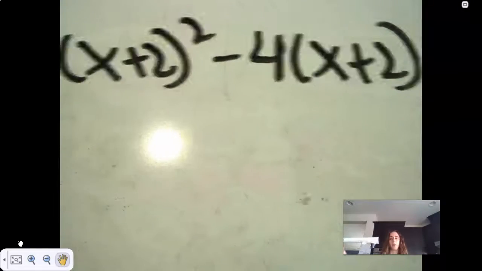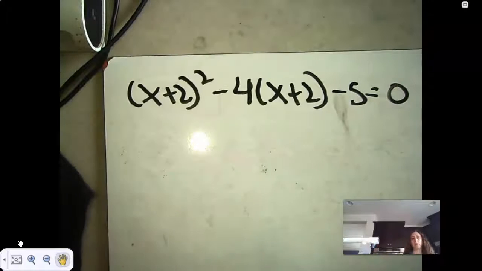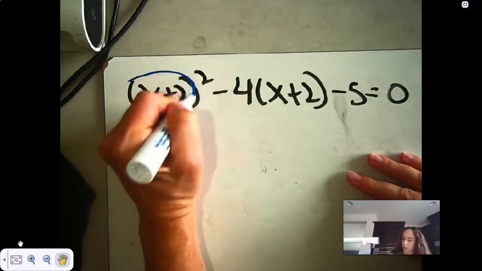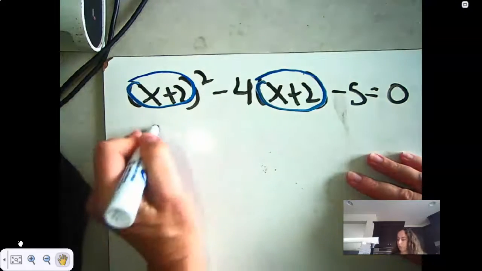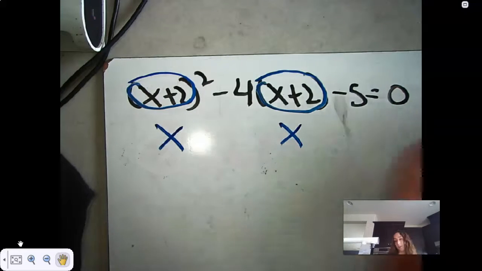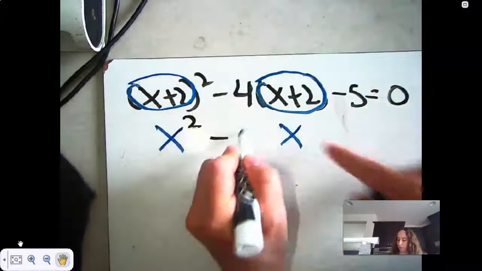I'm actually going to approach this problem in a different way. So I wrote down the problem from before, but I'm going to look at it a little bit differently. I want you to look at the x plus 2. Do you see how they both have an x plus 2? So whenever I see x plus 2, I'm going to put x instead. Since they both have it, I'll just call it x, and then I'll write down everything else I don't have.